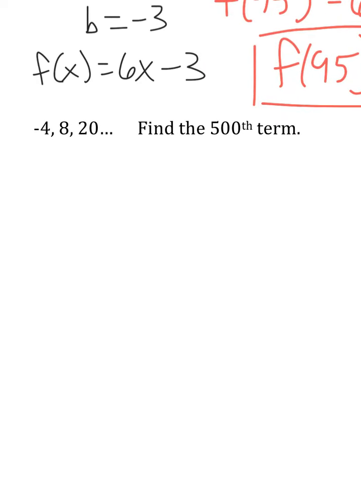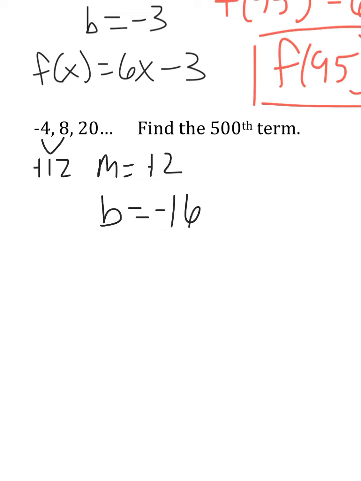Finally, let's look at this last one. We want to find the 500th term in this sequence. So you have to start by finding the common difference. It looks like I'm adding 12 from negative 4 to 8, and we know that m is equal to 12. Our 0 term, what plus 12 is going to give us negative 4? We can take negative 4 minus 12. That will give us negative 16. So our function is going to be f of x equals 12x minus 16.